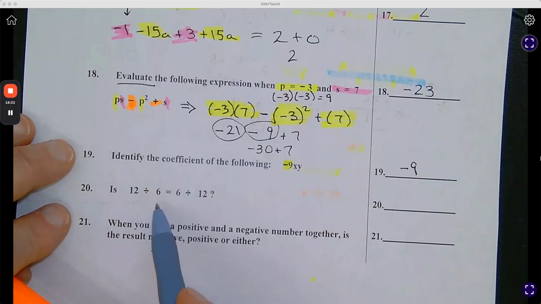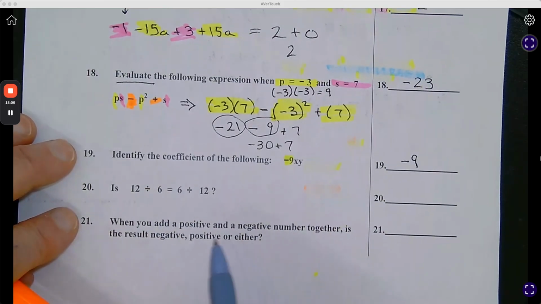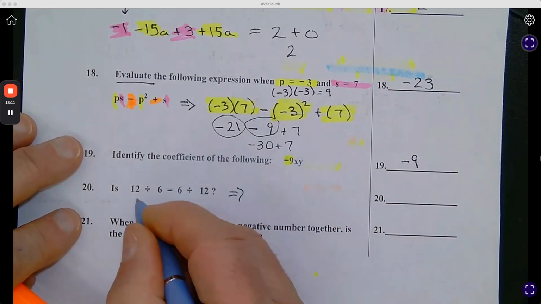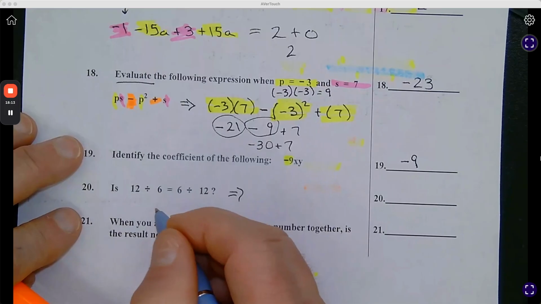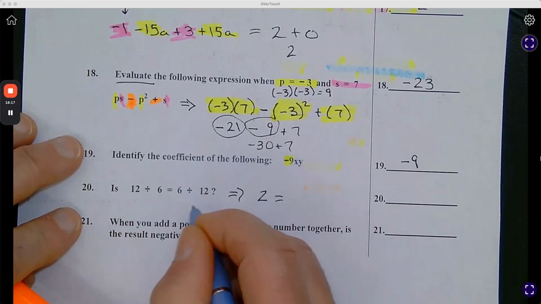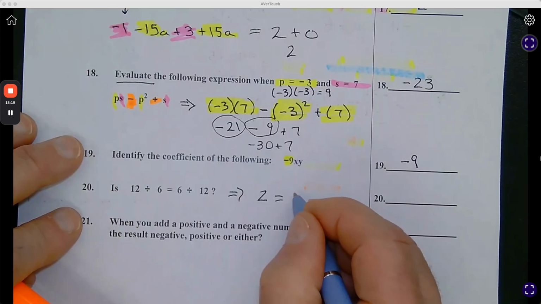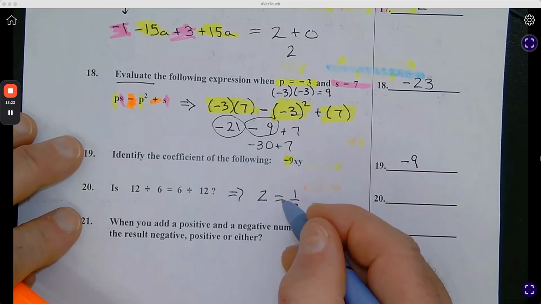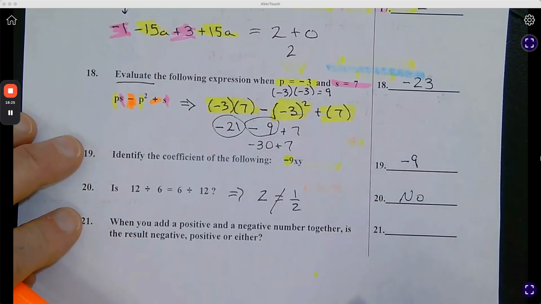Is 12 divided by 6 the same as 6 divided by 12? That would mean division is commutative? Well, 12 divided by 6 is 2. 6 divided by 12, that's 1/2. Are those equal? No. So division is not commutative.